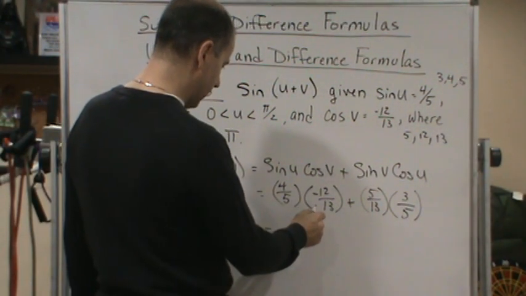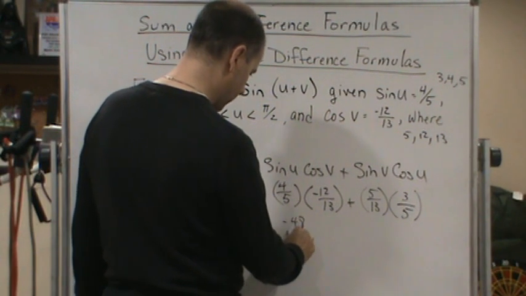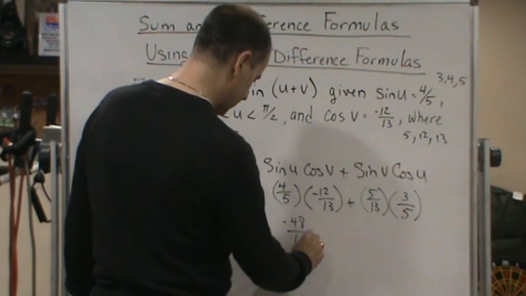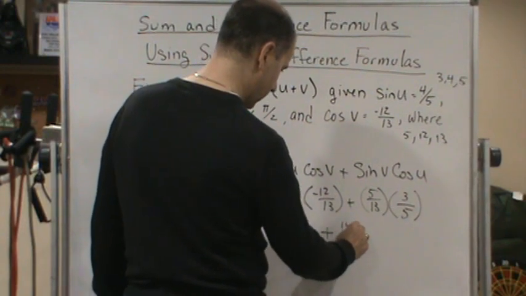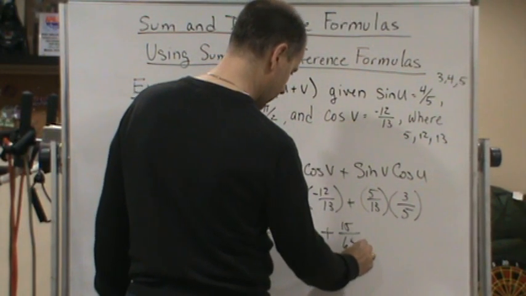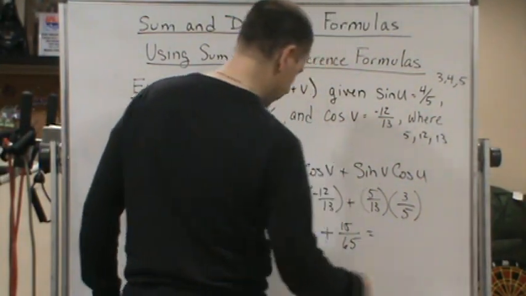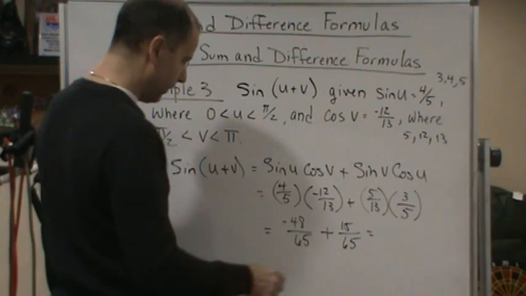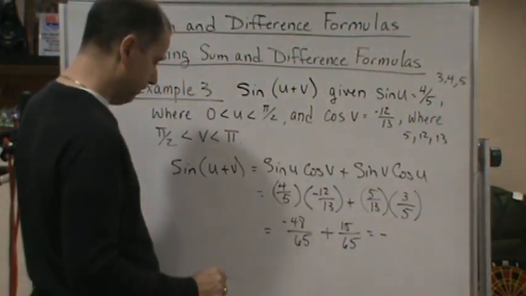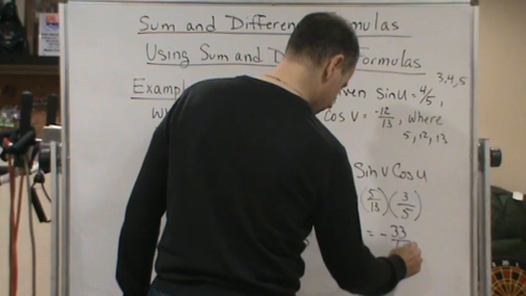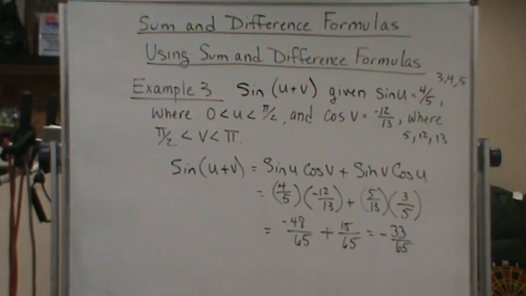So this is going to give us negative 48 over 65 plus 15 over 65. And now we can subtract it, or add, depending on how you want to look at it. And so this is going to be negative 33 over 65. And that's our answer.